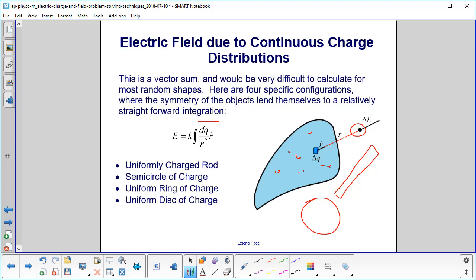Basically, you're finding the total electric field by adding up the electric field due to every little tiny point charge. And again, that's just KQ over R squared. We're going to do it, or it was done in the presentation, for a uniformly charged rod, a semicircle of charge, a ring of charge, and a disk of charge.